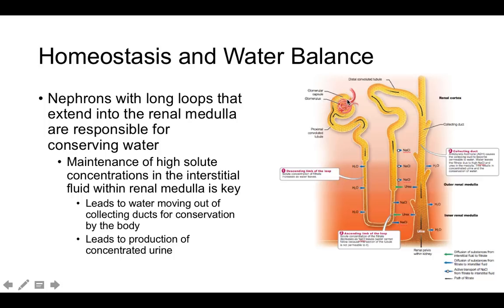At any rate, so as we move farther down, the concentration of salt becomes higher, which means that where the salt is, there the water goes. And so the water is pulled out into the blood at a much easier pace.